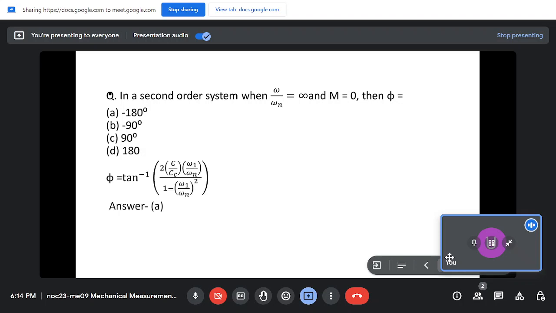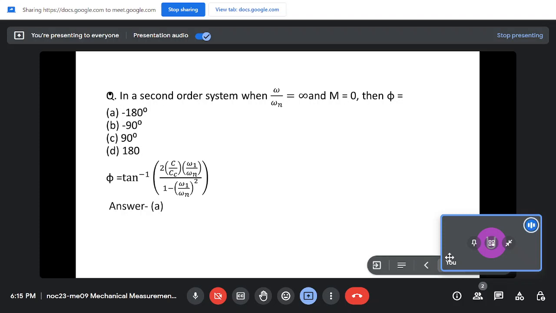The solution for this is option A, minus 180 degree. The phase angle is expressed as tan inverse of 2 times C by Cc, that is the damping ratio, into omega by omega n, which is the frequency ratio, divided by 1 minus omega by omega n the whole square. In this expression, we know that omega by omega n equals infinity, so it is very large. So the denominator can be expressed as minus omega by omega n the whole square, because 1 is very small compared to omega by omega n, which equals infinity.